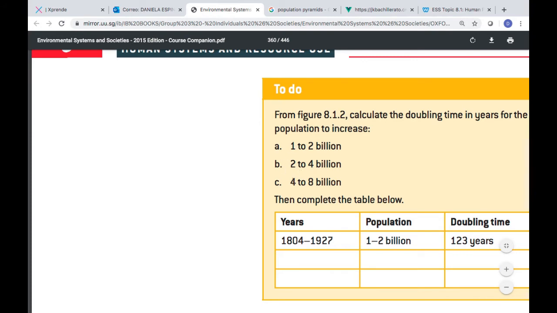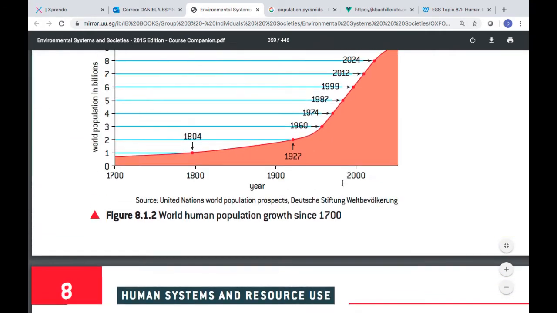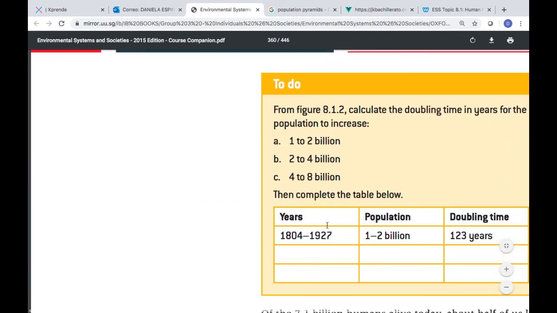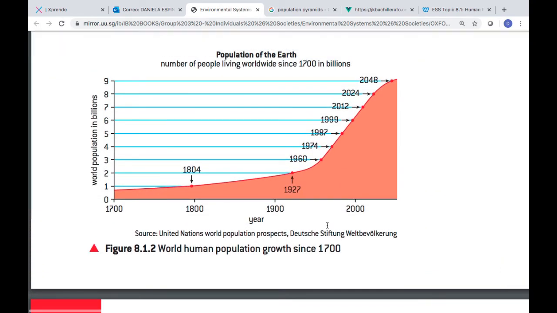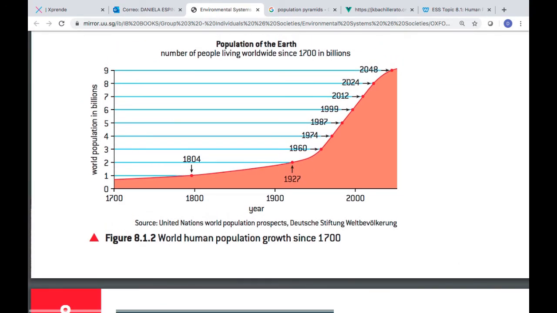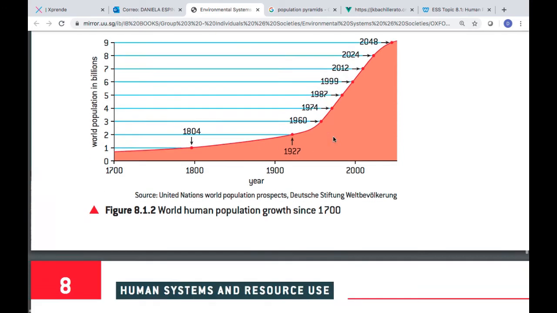Now, the last one, 4 to 8 billion. Let's check. 4 billion people was 1974. Now, 8 billion we haven't reached yet, but it's a prediction for 2024. So you write from 1974 to 2024 here. The population is 4 to 8 billion, and the number of years is the subtraction, 2024 less 1974, which gives you 50 years.